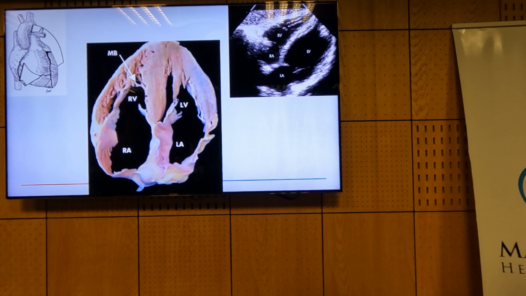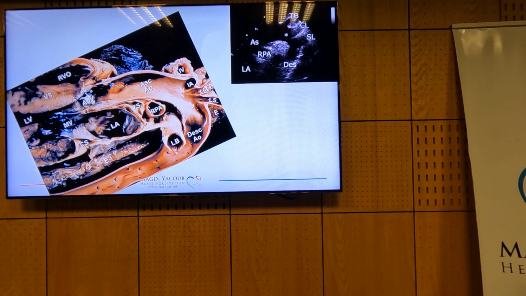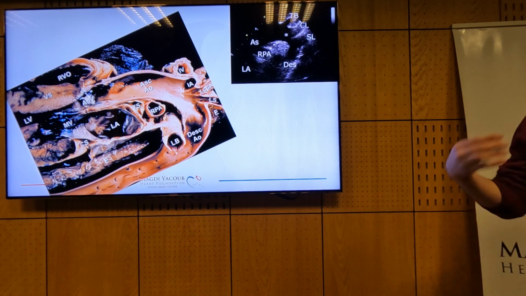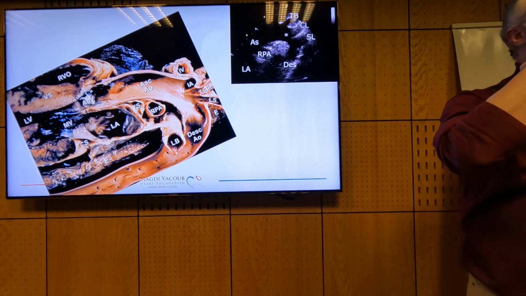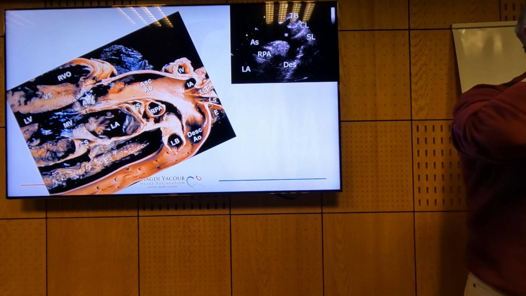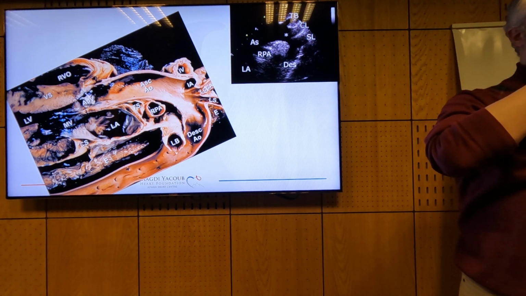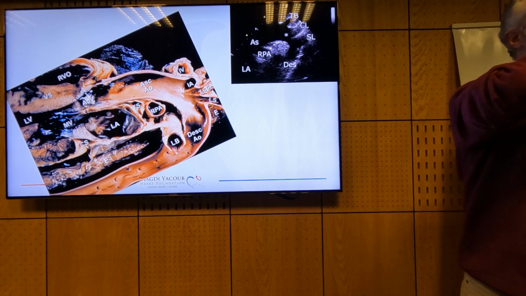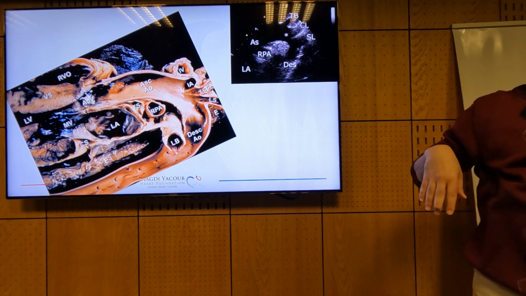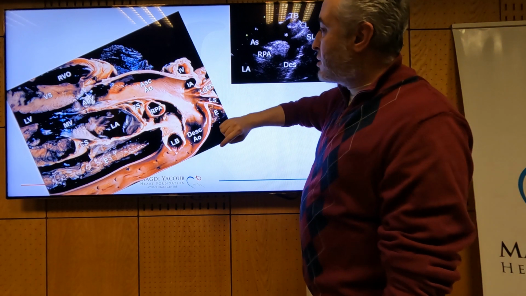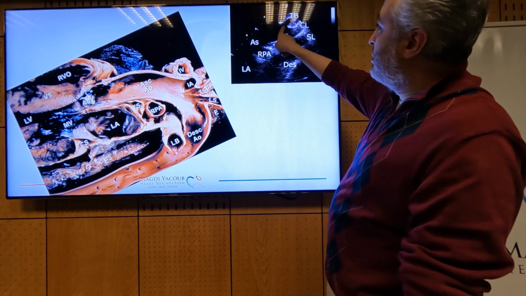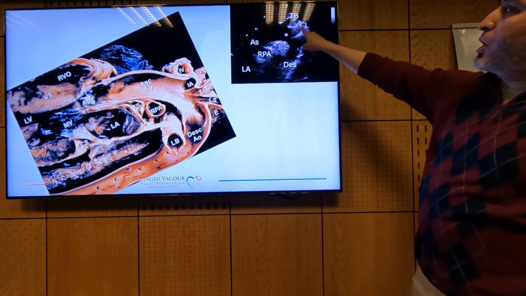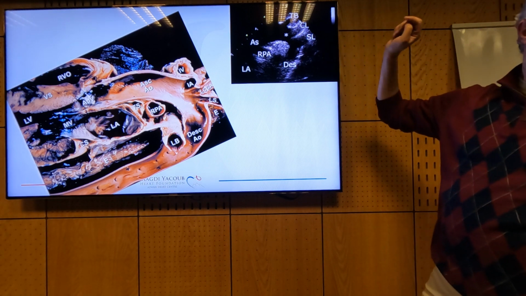Could you repeat the previous image? Yeah. So that's a suprasternal cut, and then you align the probe so that you cut along the aorta. So you get the ascending arch and descending aorta. Branches? The branches. So the first branch would be the brachiocephalic, then common carotid, and subclavian.